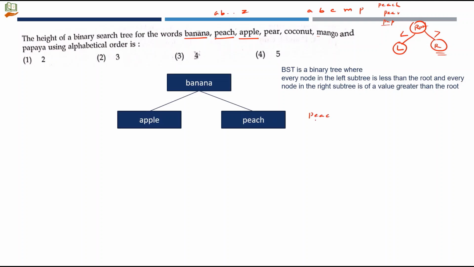P-E-A-C for peach, and this is the first 4 letters. Just compare C and R. C is less than R, so R should be coming on the right side. If you take banana, it has peach already, so peach will have pear on the right side here.